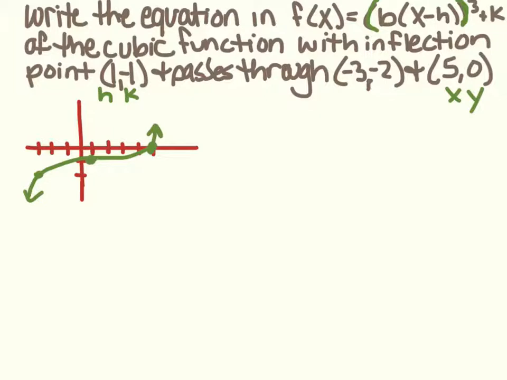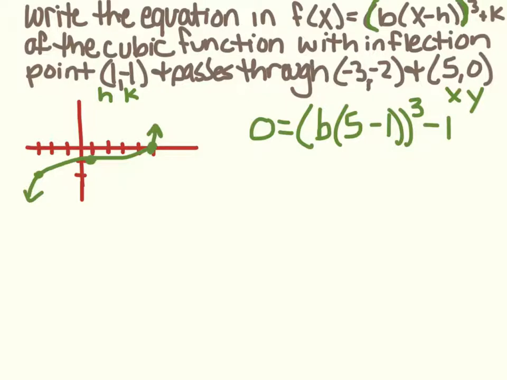We're going to plug a 0 in for y, parenthesis b, parenthesis 5 for x, minus 1, close them both, cubed, plus k, so minus 1. Make sure you put all the parentheses in there the way they go. All right, so now we've got 5 minus 1 is 4. So 0 equals parenthesis 4b, close the parenthesis, cubed, minus 1.